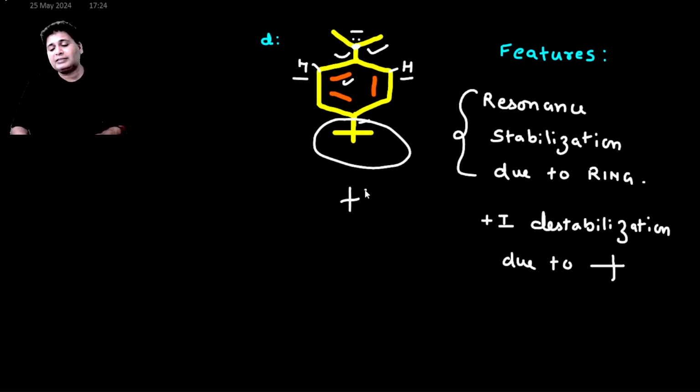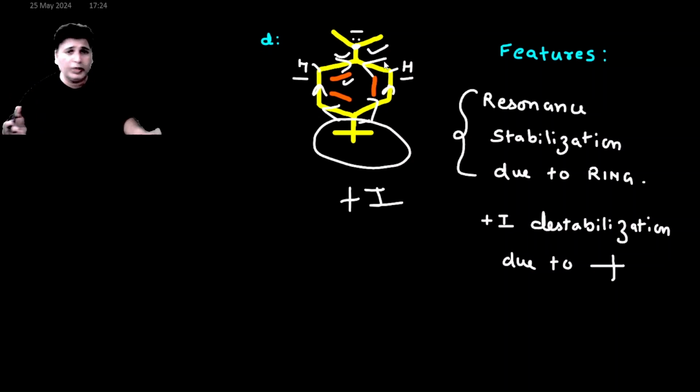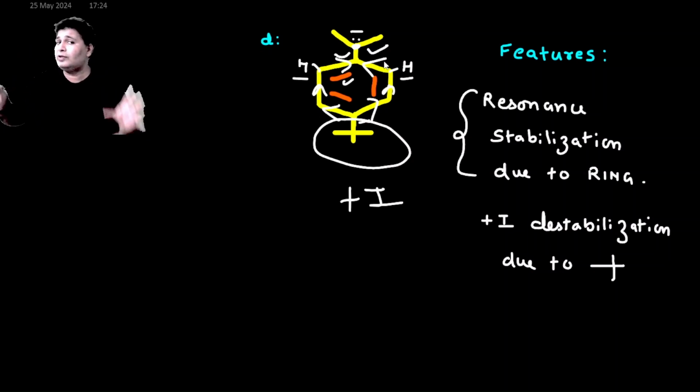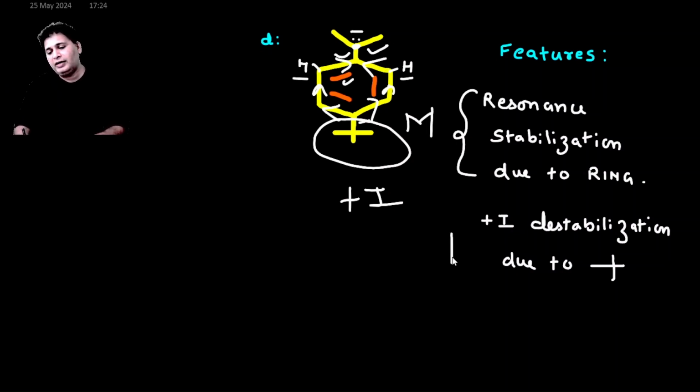It has a plus I effect, and what is the meaning of plus I effect? It pushes the sigma electron towards the side where there is already an abundance of electrons. There is a proliferation of electrons, there is a flood-like situation, and if you are adding extra to that, it is dangerous for the health of the carbanion. You should understand. So one merit you have and one demerit you have.